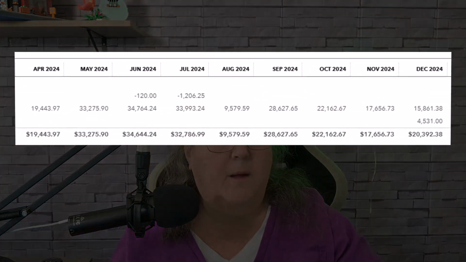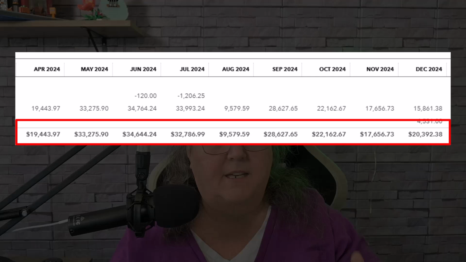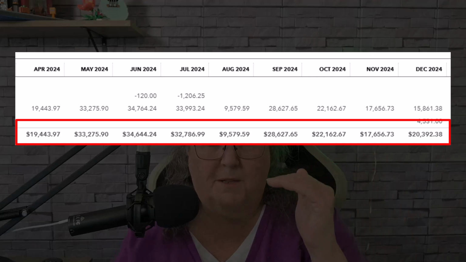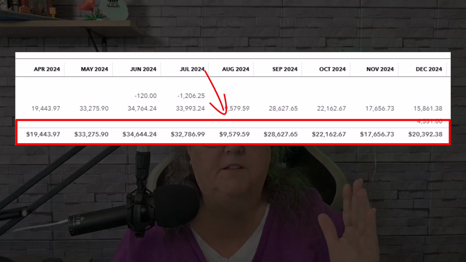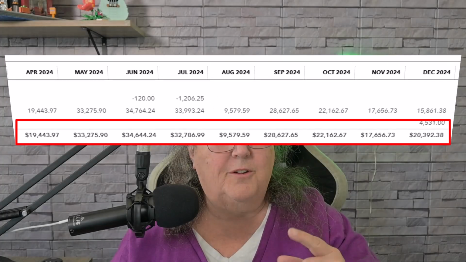In the example I'm pulling up here on the screen, you're going to notice they started off in April at $19,000, then it went to 33, 34, 32. So kind of a three-month period where it was steady. Then it tanked down to 9, went back up to 28, and then stayed at 22. The first thing that comes to mind is, what happened in that month of August? Was there some seasonality? Was it that they ran out of product and couldn't sell it? Was it because they just did not collect from the people? There are all kinds of reasons for what's going on.